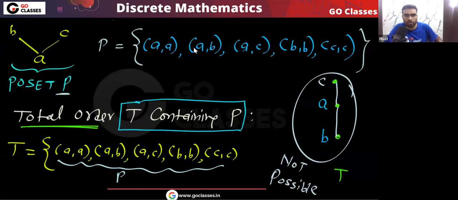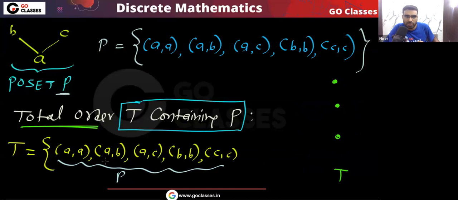This is not possible because already you can see that A is related to B. Is this clear? So you must have A related to B, and you must have A related to C. So can I guarantee that A will be at the bottom? A related to B, A related to C. Yes, A will be at the bottom.